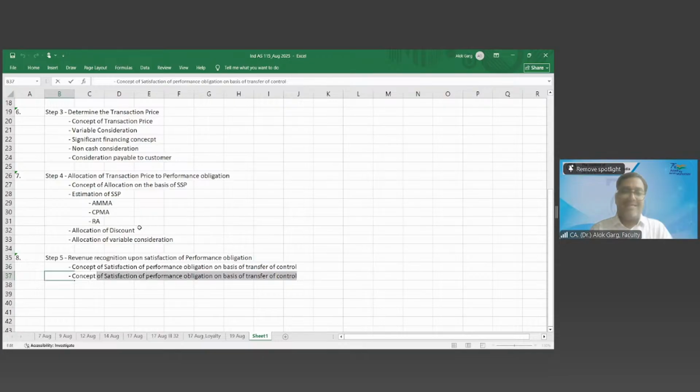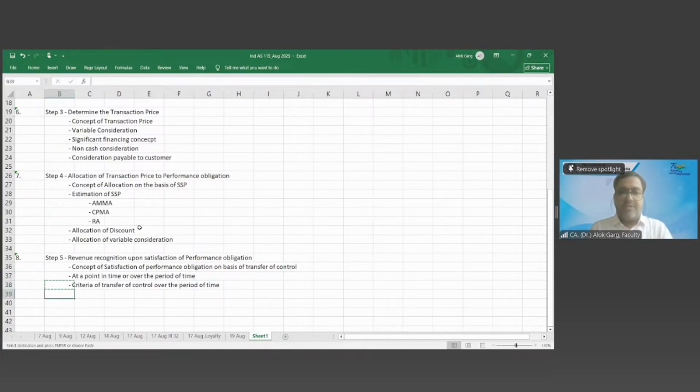Then we discussed in the standard the criteria of transfer of control over a period of time, right? And we discussed that revenue is recognized at a point in time or over a period of time. In the standard, the guidance is only given for over a period of time. If that is not met, it becomes at a point in time.